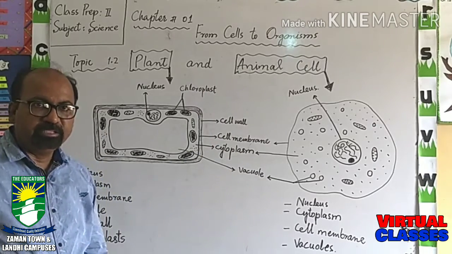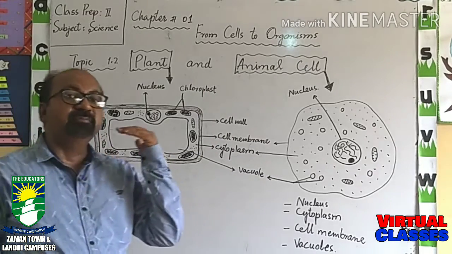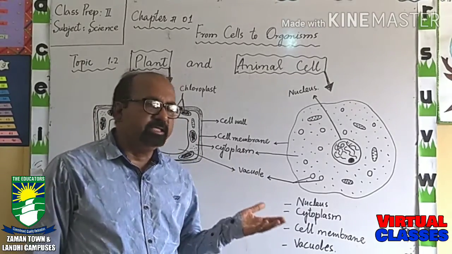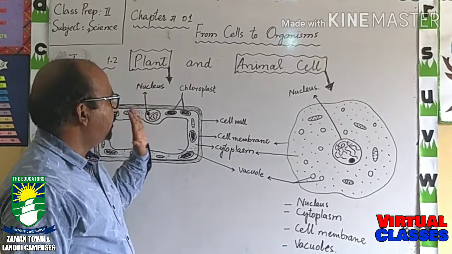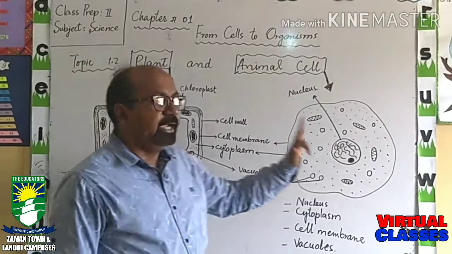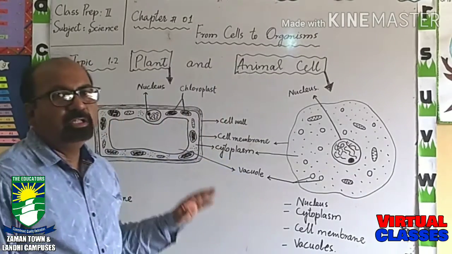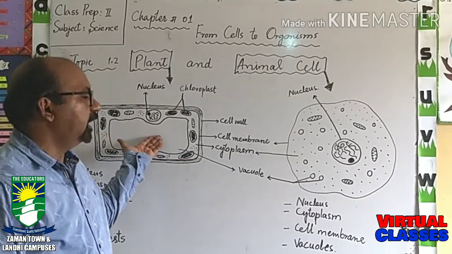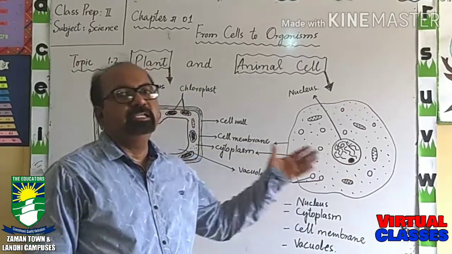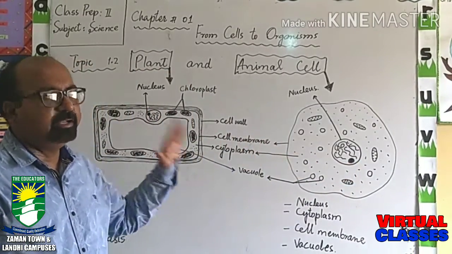These are three differences, but what are the similarities? Similarities are all the things which are present in both the plant cell and the animal cell. All the functions which are done by the plant cell and the animal cell, these are the similarities of plant and animal cell.